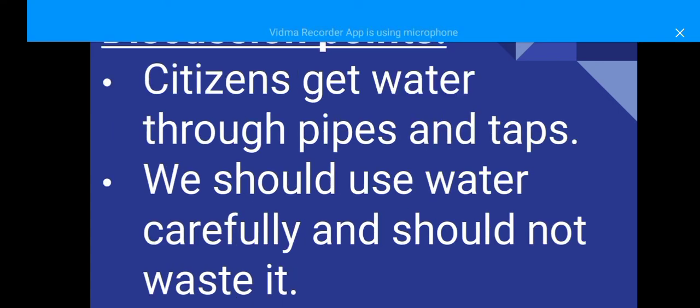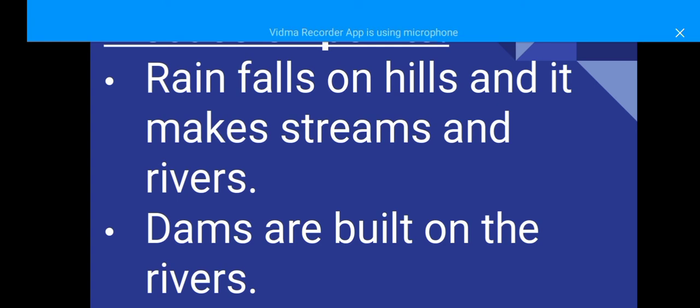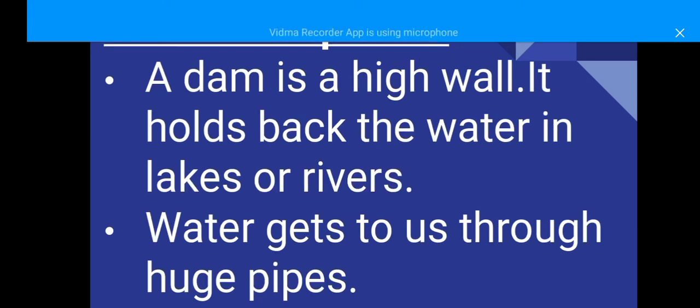The next part is this, that rain falls on hills and it makes streams and rivers. This is the point from our textbook page number 67, that we all know that streams or rivers or everything is made by the rain. So dams are built on the rivers or on lakes. We have also learnt about it.